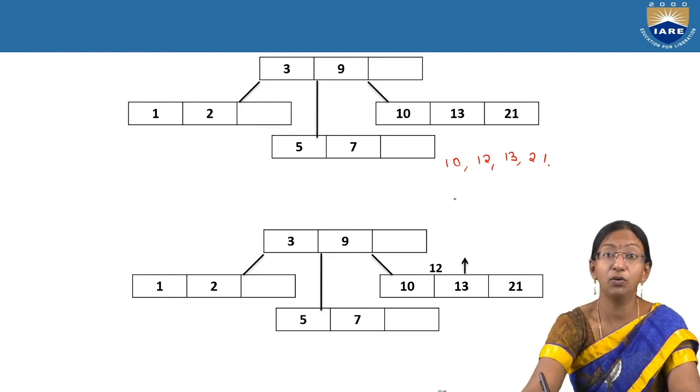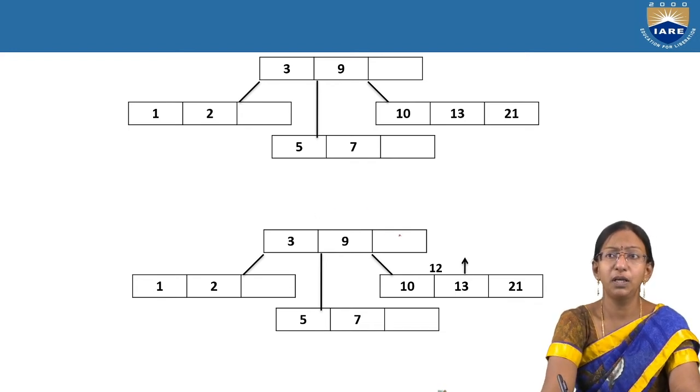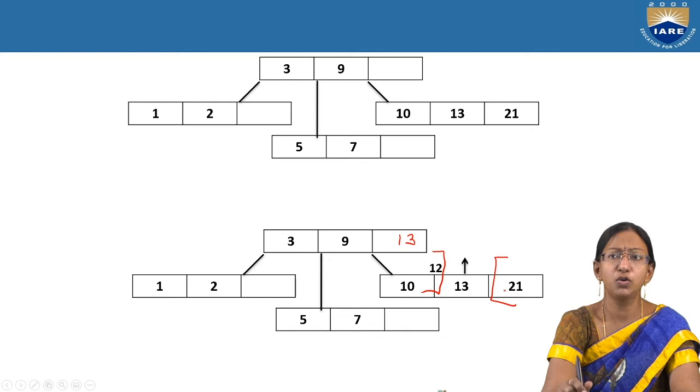But the node cannot accommodate 12. So I am going to send 13 to the top. Look at the picture which I have given you. So 13 is going to the top. So once 13 goes to the top, it will be given a place like this and its left will be 10 and 12 whereas right will be 20.